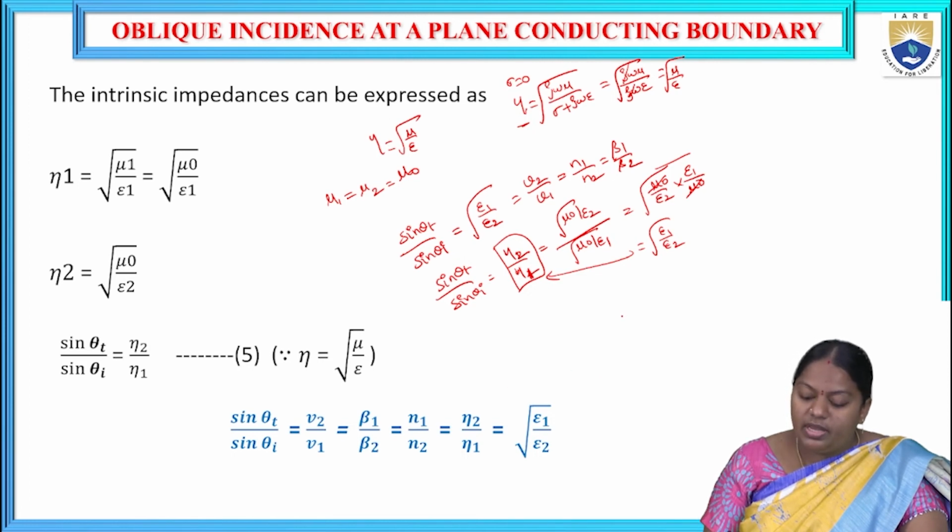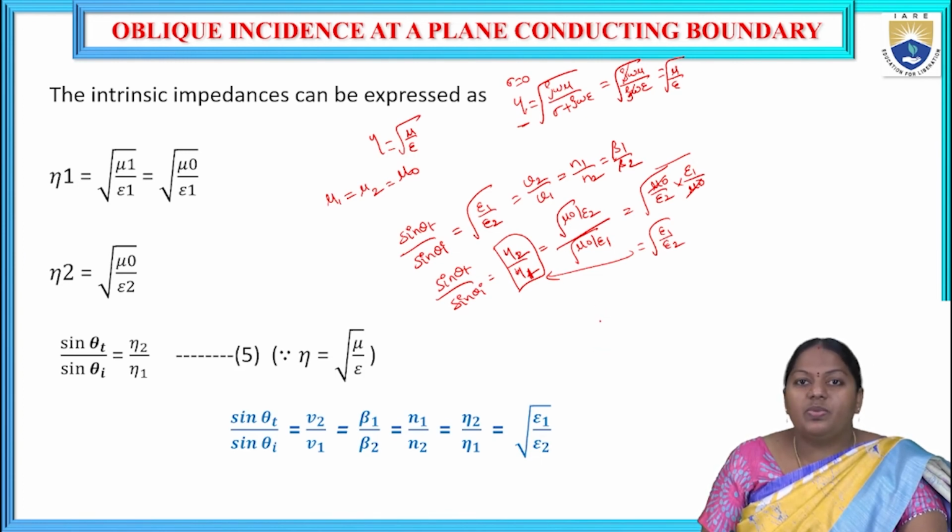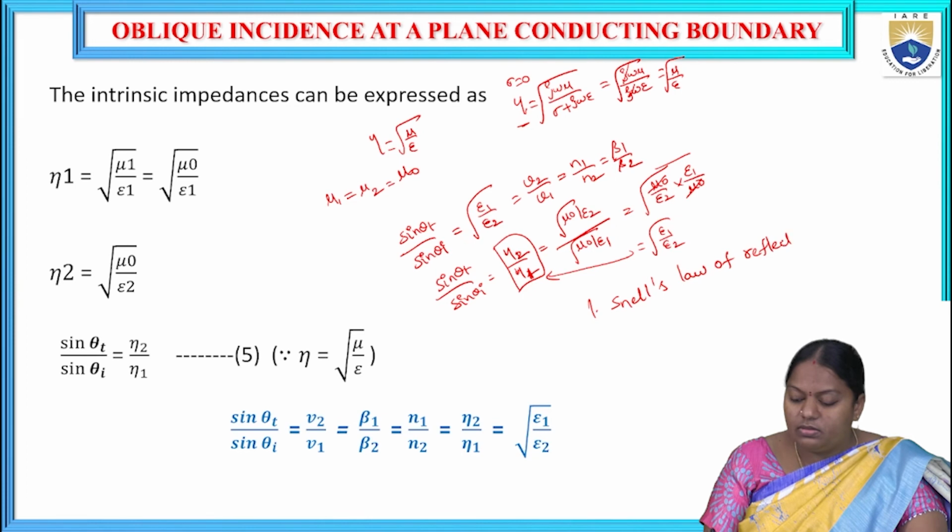So for the dielectric boundary case, we have considered both mediums to be dielectric. As we know, for a dielectric medium, sigma equal to 0. Now the characteristic parameters are given for medium 1 as epsilon 1, mu 1, and for medium 2 as epsilon 2, mu 2. From that we first got Snell's law of reflection: theta i equal to theta r. The angle of incidence is equal to the angle of reflection. And another relation is Snell's law of refraction.